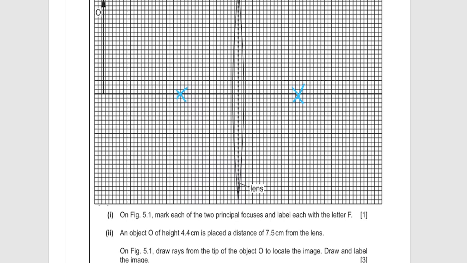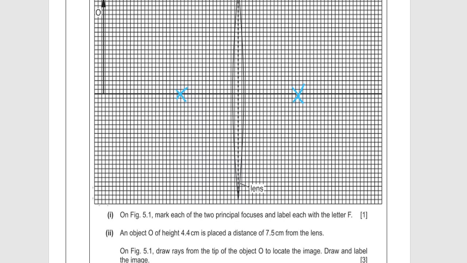To get the marks, what I'm looking for is these crosses to be marked clearly, and they had to be labeled with the letter F. And then in the marking, I am checking to make sure that it is 3.5 centimeters measured with a ruler on both sides. I do appreciate it's a little bit tricky to do this using the scale on the graph paper. So just use a ruler when you get a question like that. Obviously, in the real thing, usually the scale on the graph will match up with actual centimeters, but just be aware of that.